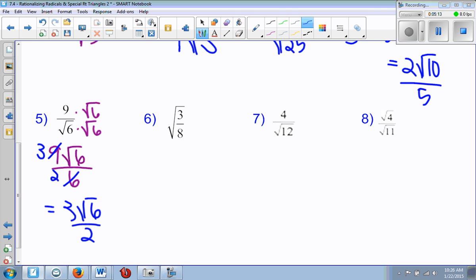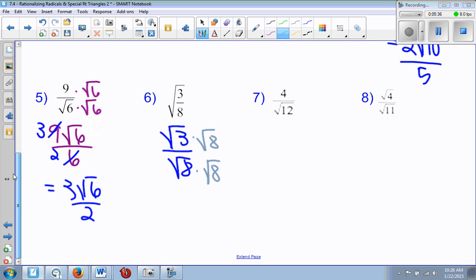Last ones. Let's talk about number 6, and then we'll move on. First off, notice the entire fraction is under a root. So what I can do here is break it into the square root of the top and the square root of the bottom. And now I'm simply going to get rid of the root in the denominator by multiplying by root 8.